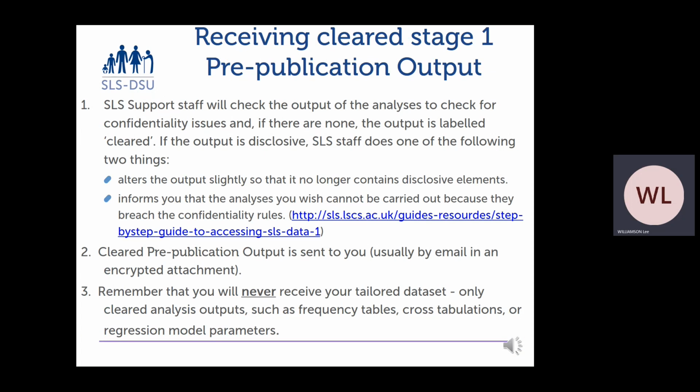A bit more on this stage 1 pre-publication output, because this will be the first thing you'll be taking away from the safe setting. We implement our checks and we give you a copy of these so you know what we're looking for. So while this might sound like a bit much at the moment, we give you all the information you need to do your own SDC before we do it. We would either alter it slightly so it no longer contains whatever the disclosive elements are, but it's probably better that you do it yourself in case we group the wrong categories together.